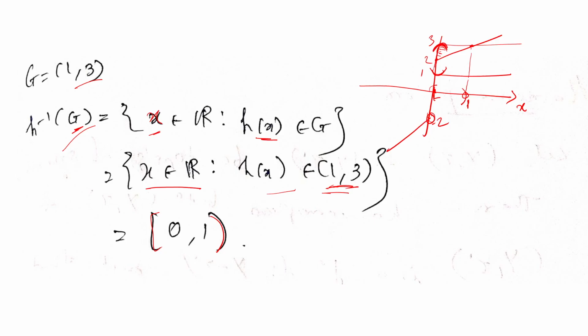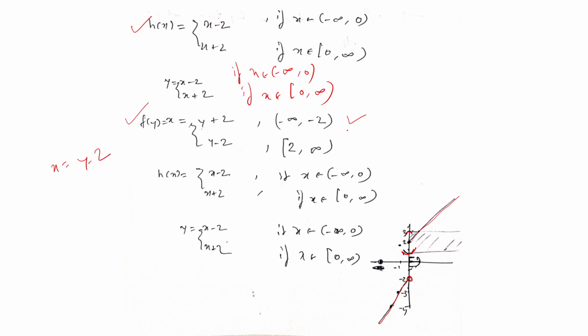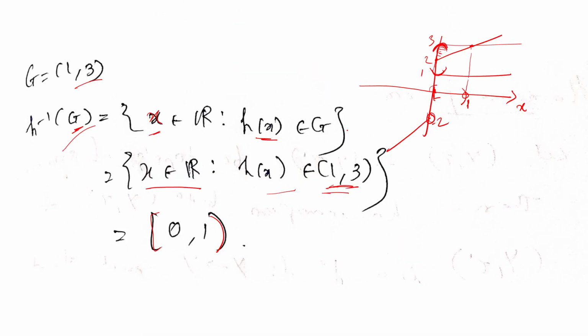X square plus under root x. What is the graph of x square plus under root x? Okay, you are saying that if you are getting a complicated function, then you are not able to plot the graph. And what should be the procedure of finding inverse image of a given function?